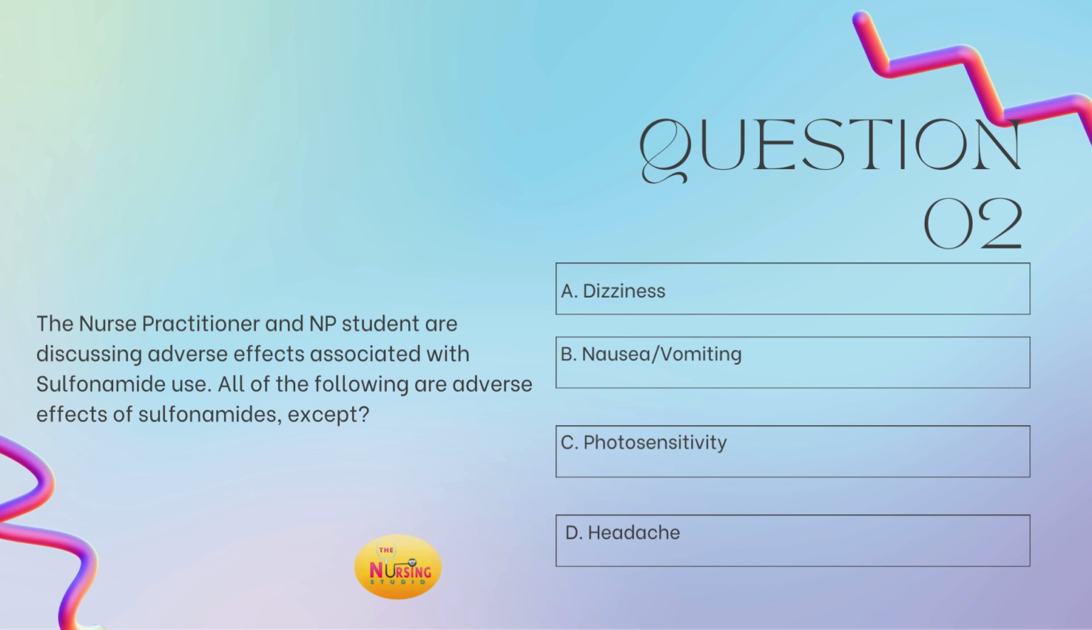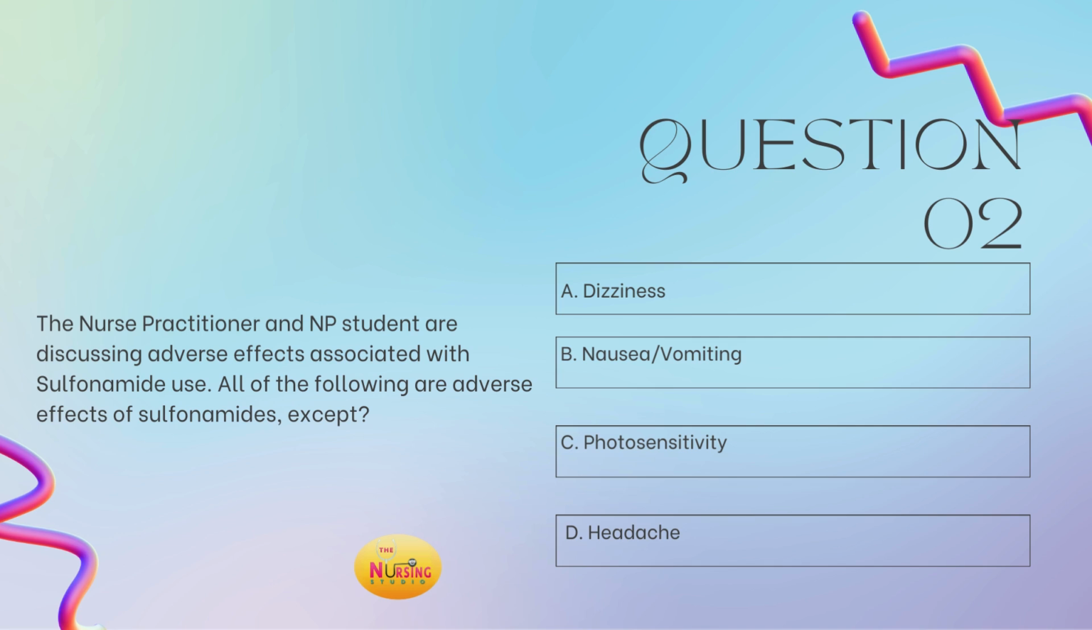All right, so the stem of the question here states, all of the following are adverse effects of sulfonamides except. So again, that word except is there in the stem of the question. So which one is incorrect? Which one is not an adverse effect of sulfonamides? Is it A, dizziness? Actually, A is your answer. Sulfonamides do not typically have an adverse effect of dizziness.